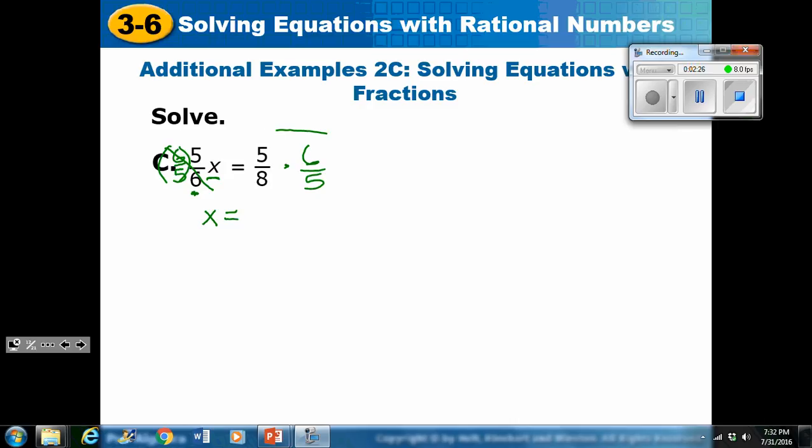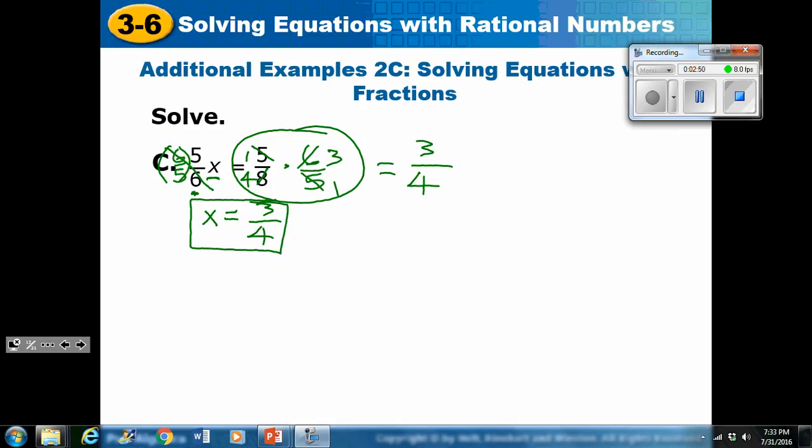And then we have to evaluate this. You should already know how to cancel. And you see a 5 on the top and a 5 on the bottom. Those cancel out. 6 and 8 share a common factor of 2. So that cancels down to 3 and 4. Then you do numerator times numerator is 3. Denominator times denominator is 4. So x equals 3/4.